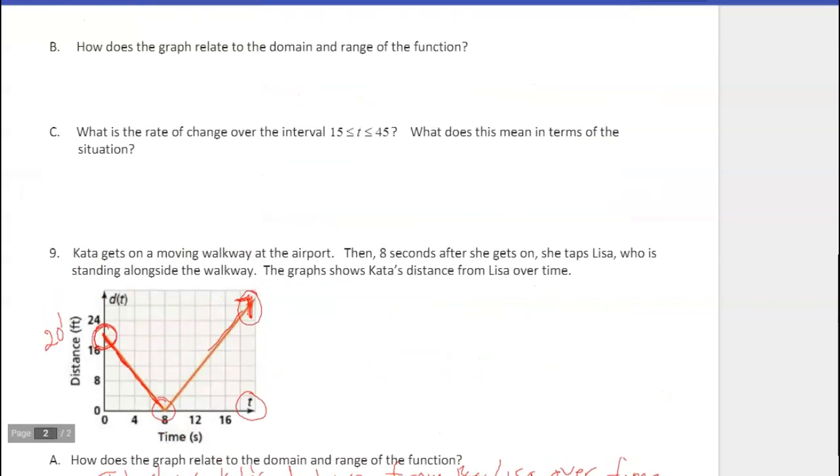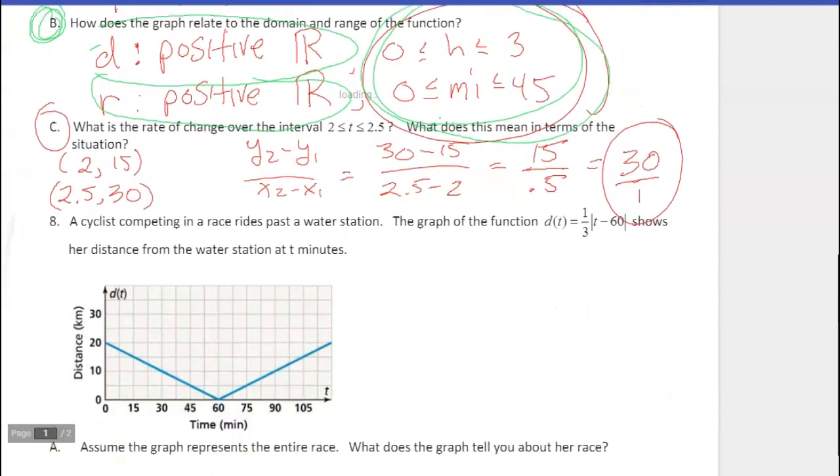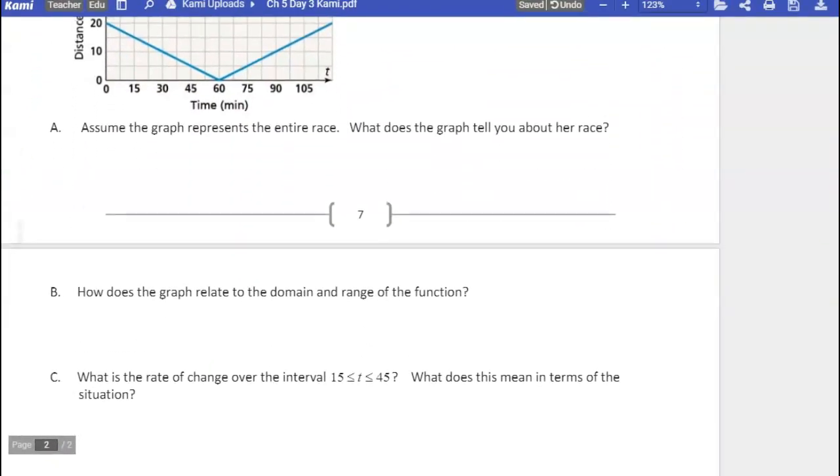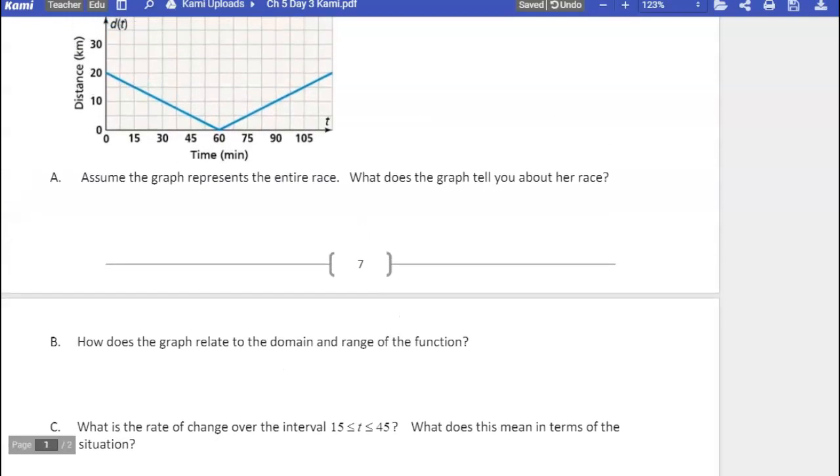All right, so hopefully you can take what I've done on 7 and 9 and apply it. Okay, and notice how we don't have any arrows here. So your domain and range on this one here will have an endpoint on both ends.